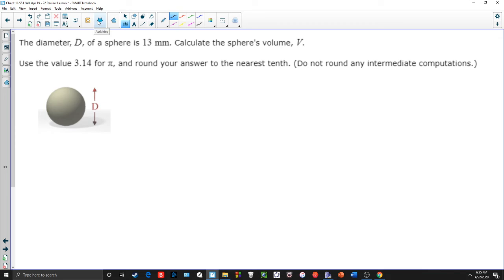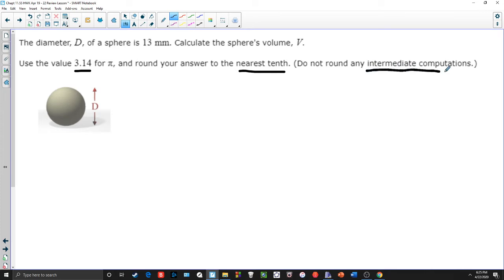The next one here is just kind of your basic sphere problem. So it says the diameter of a sphere is 13 millimeters. Calculate the volume, and it says use 3.14 for pi, round it to the nearest tenth. Do not round any intermediate computations.